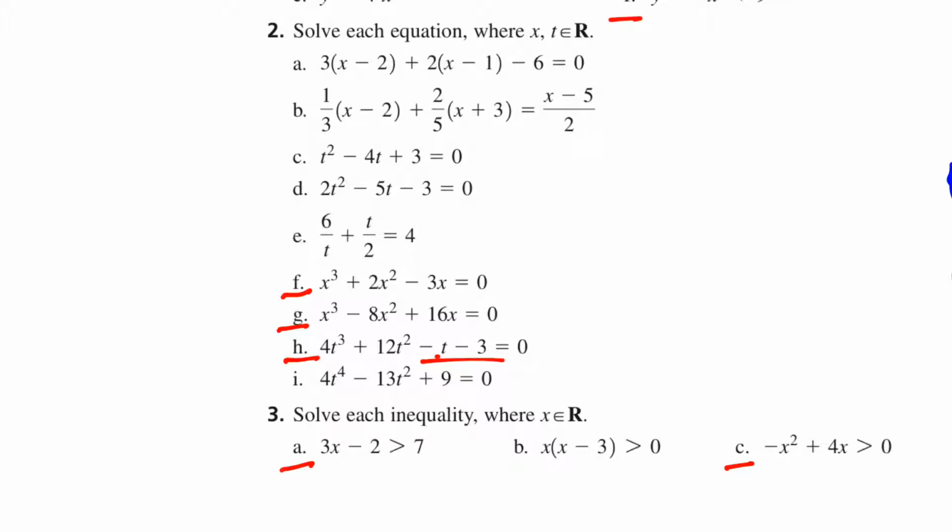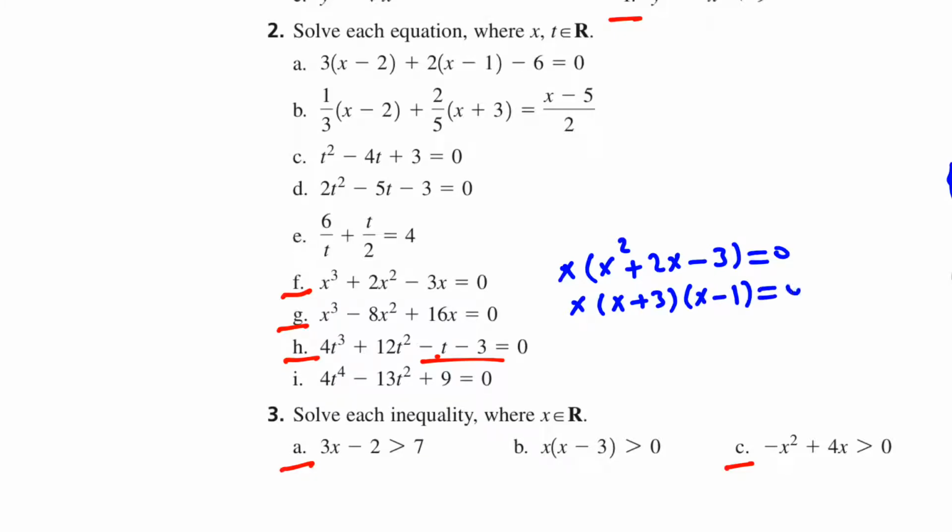Part F, x3 plus 2x2 minus 3x equals 0. X is a common factor between the three terms. If we factor x, we have x times x2 plus 2x minus 3 equals 0. x2 plus 2x minus 3 is a quadratic trinomial. The coefficient of x2 is 1. We are looking for two numbers. The sum is 2 and their product is negative 3. The numbers are 3 and negative 1.